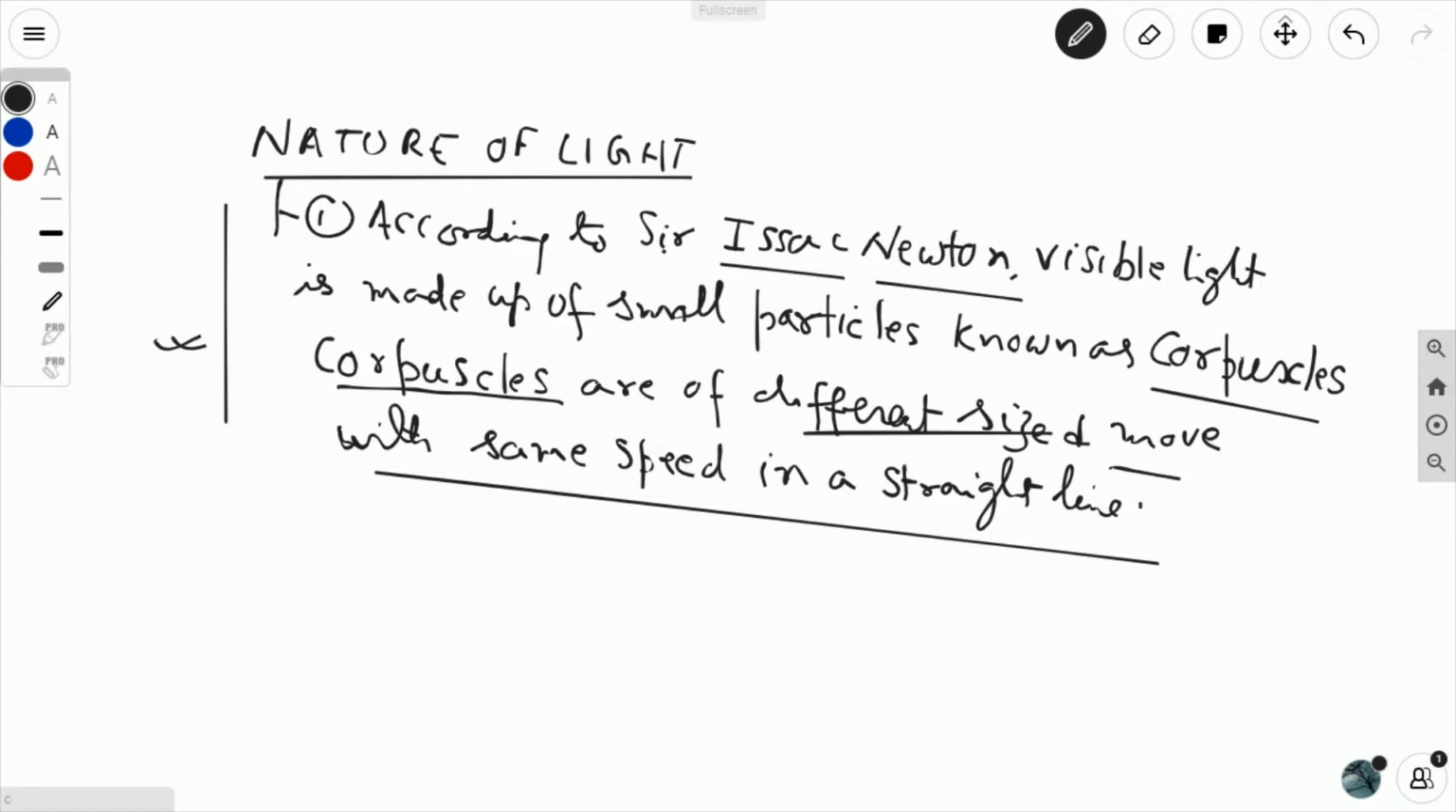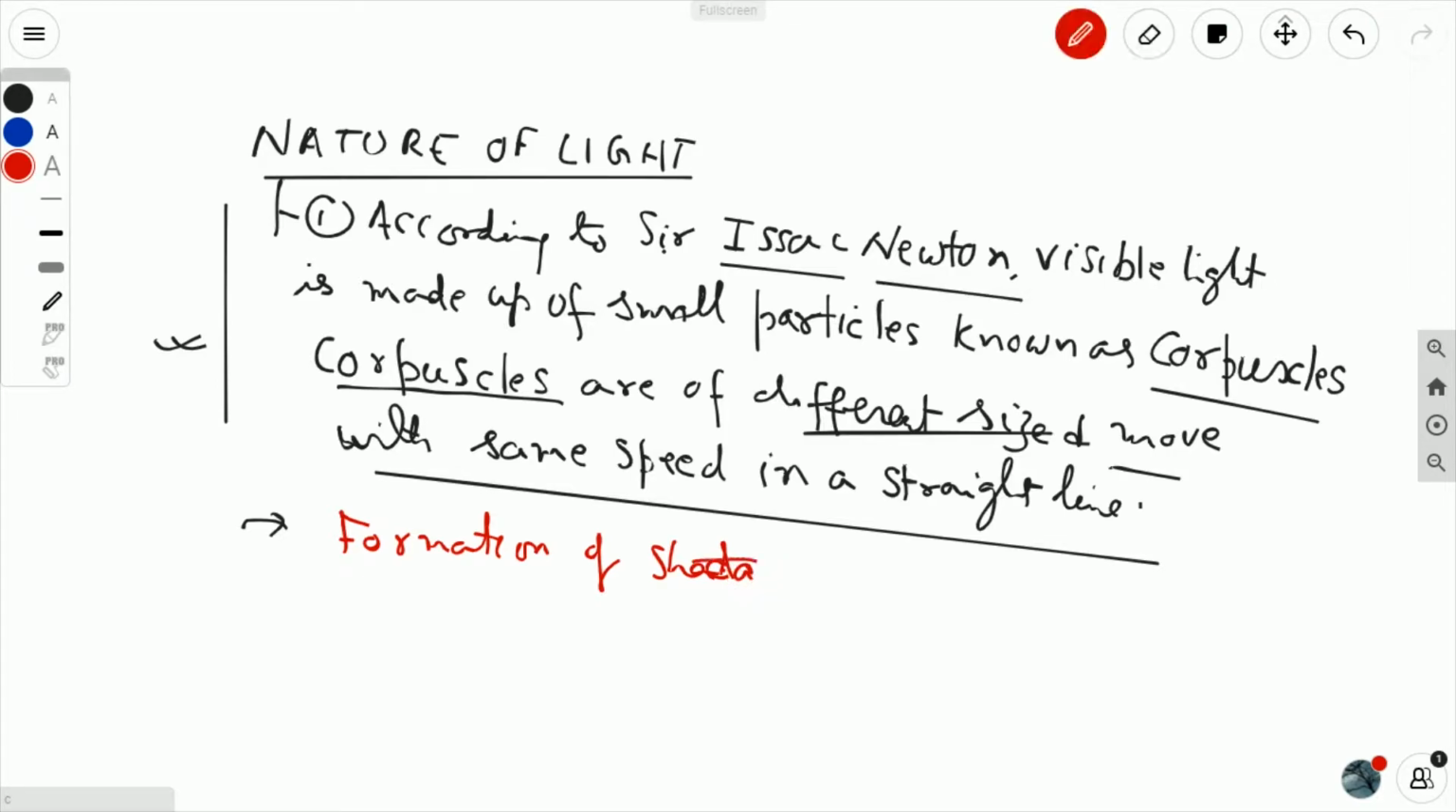There are three natural phenomena, the formation of shadow, reflection and refraction of light, which can be explained by the corpuscle theory of light. What is a shadow? When an opaque object comes in front of light, then it forms its own shadow.